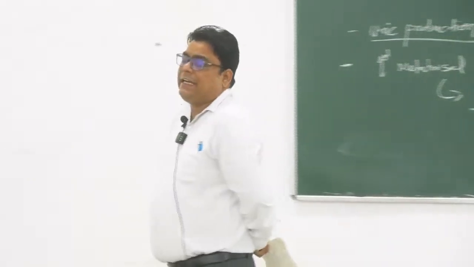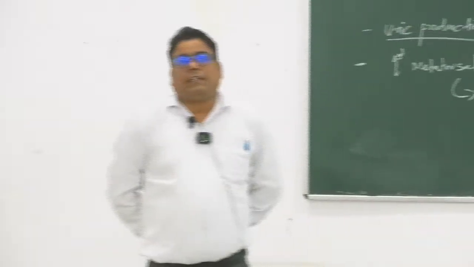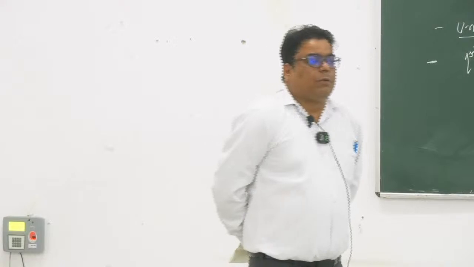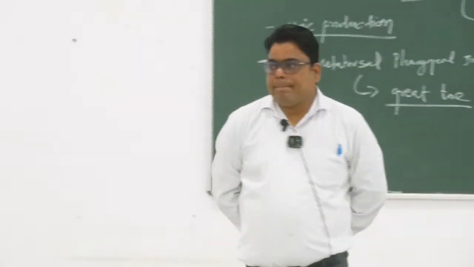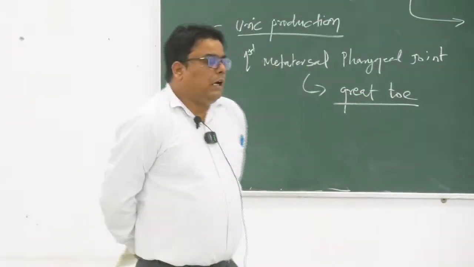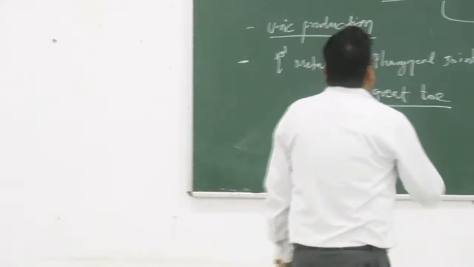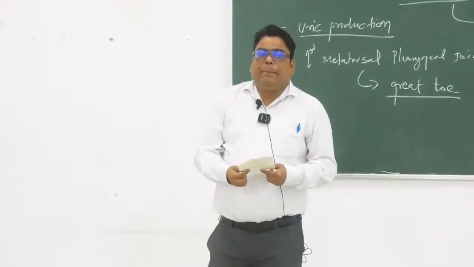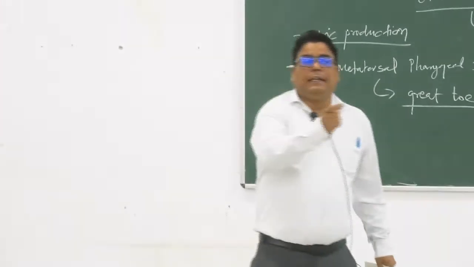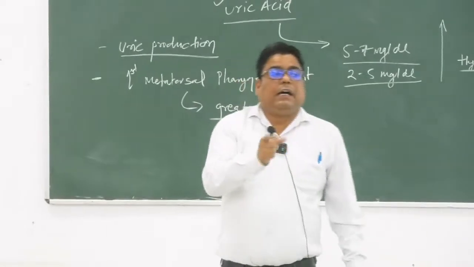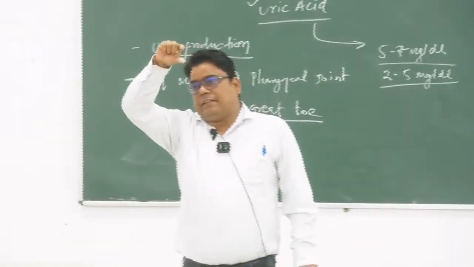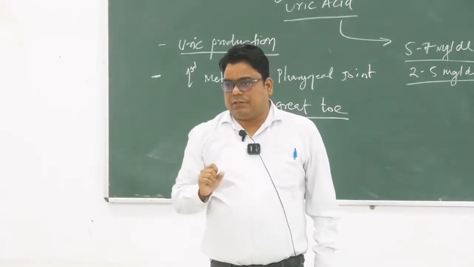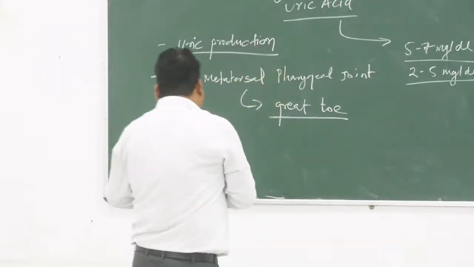The question is, why is their uric acid production high? Okay? If you know uric acid, that purine metabolism is basically what? It is a metabolism of DNA and RNAs which you take in your dietary sources. First thing is that. Okay?